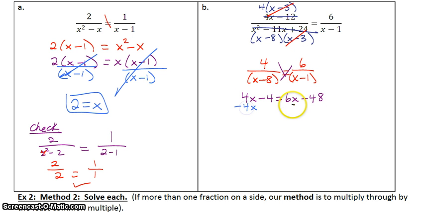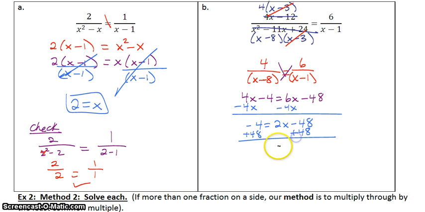I will subtract 4x from both sides. I get negative 4 equals 2x minus 48. I'm going to add 48 to both sides. I get 2x equals 48 minus 4 is 44. Divide by 2.